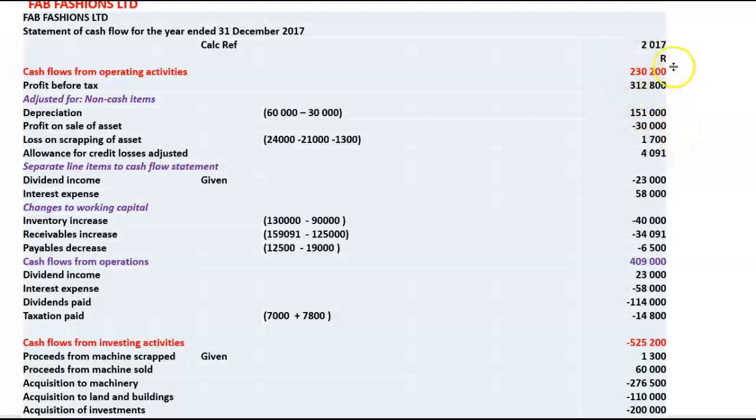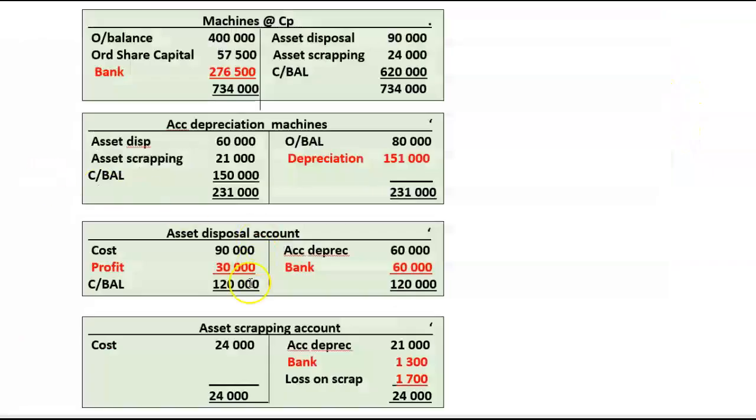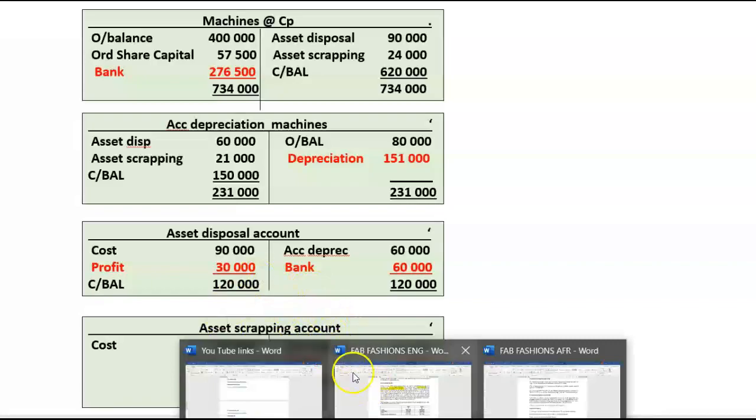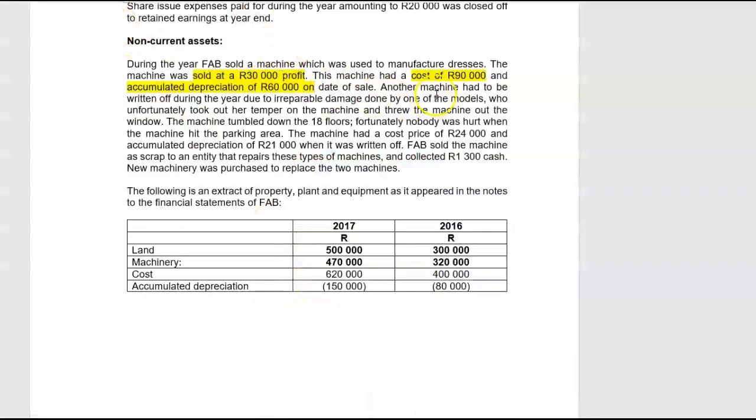It has increased our profit, so therefore we're going to take it out, minus 30,000 Rand. So you can complete it as we go along. Then they tell us another machine had to be written off during the year due to irreparable damage done to one of the models.